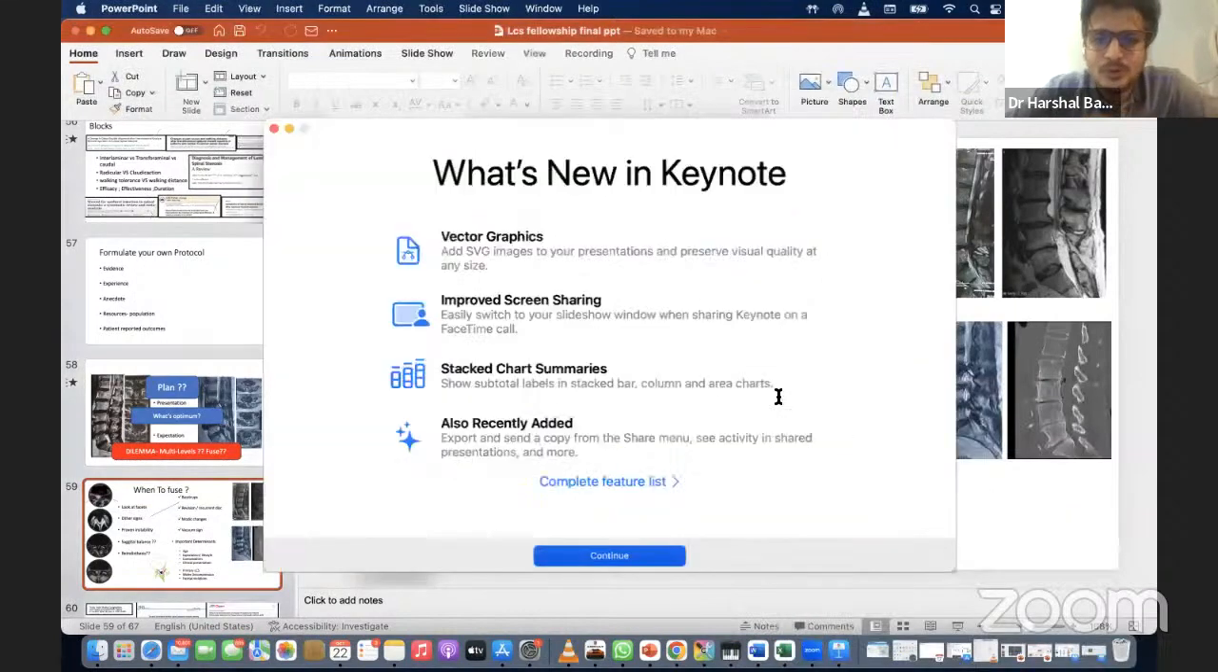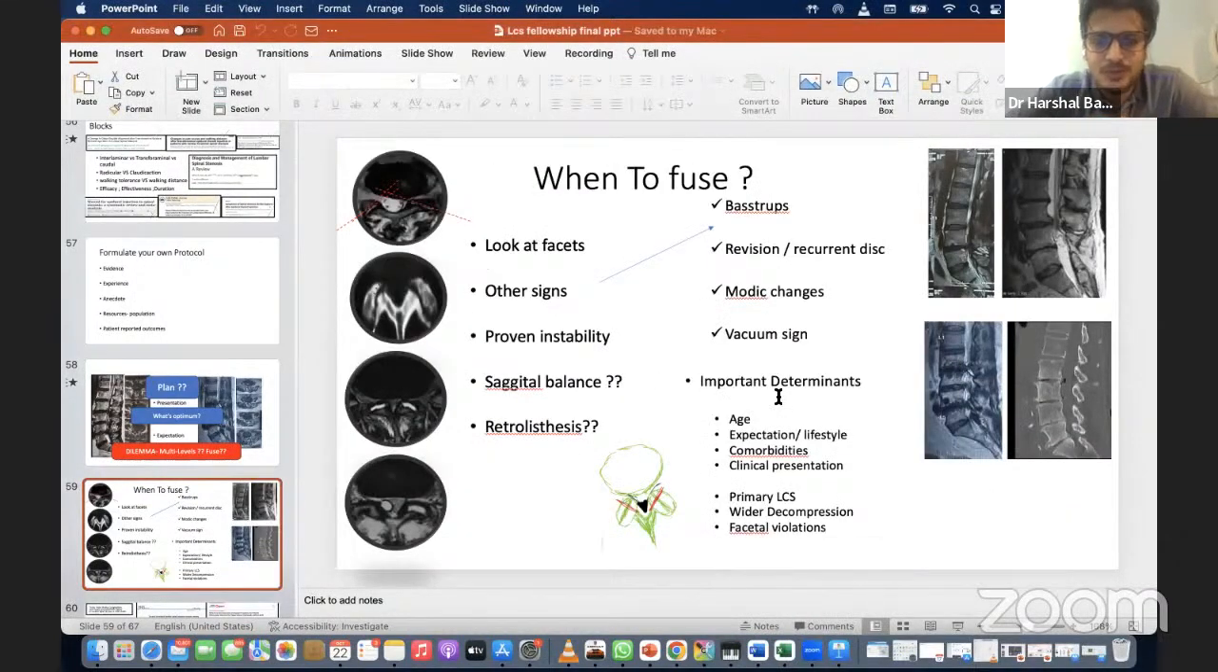So typically the decision of fusion in a stable spine is a very tricky thing. And here on the X-rays, you could not see any major instability. But when to fuse a stable spine when you're actually attempting to decompress? So always look at the facet, look at the facet tropism, look at the facet arthropathy, look at the facet fullness, and look at the facet cysts.